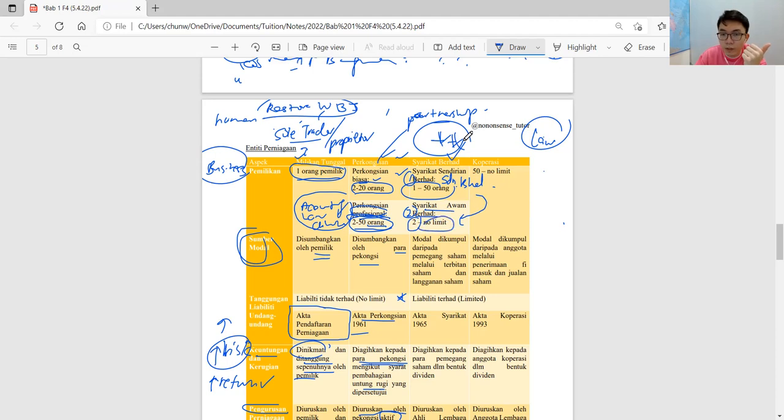starting from 2 up to no limit, tidak terhad. Okay, you can have 100, 200, 300, 1,500, 500,000, 1 million. Can have a lot of people. Normally, the owners of this syarikat awam berhad, they call them shareholders. So, for example, Genting. Anyone can be a shareholder in Genting.